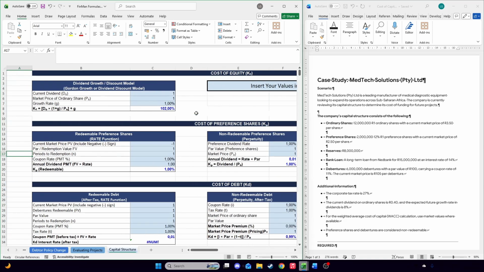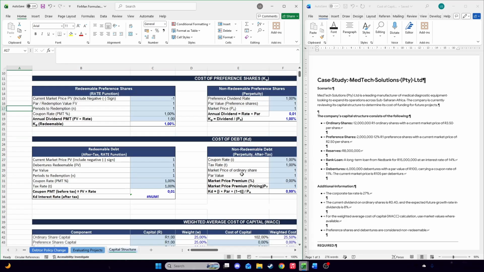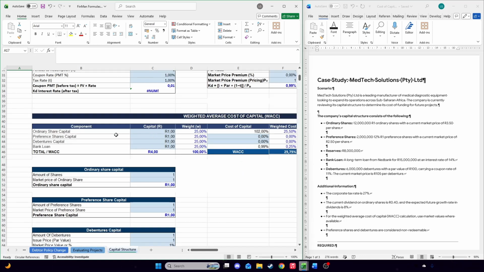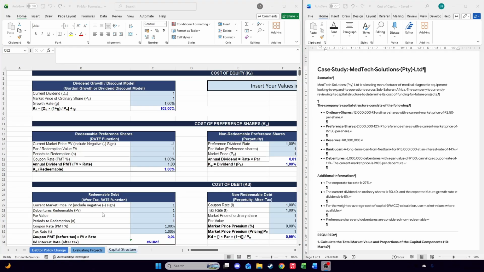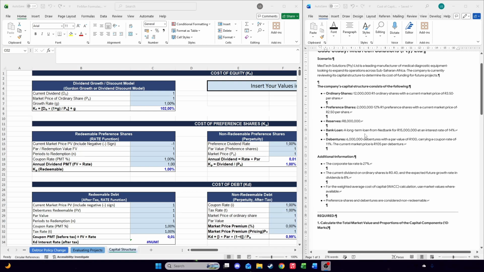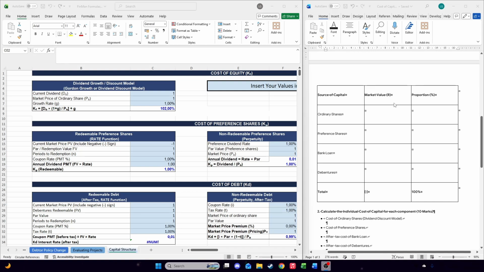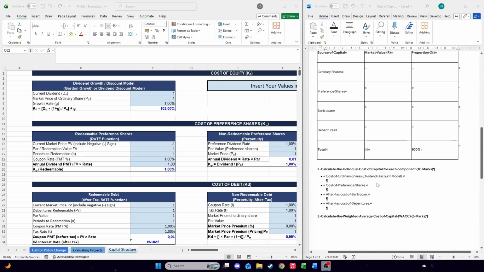Then we've got the cost of equity, and inside the cost of equity, you can find the Gordon growth model, then the cost of preference shares and the cost of debt, and at the bottom, the weighted average cost of capital. So the question on the right gives us different types of information. We've got the capital structure at the top and then additional information at the bottom, and then the pages next are where we insert our answers.